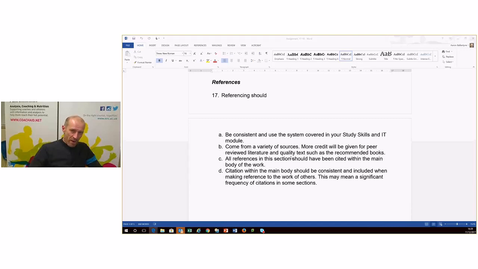Don't secondary reference. Make sure it's from primary sources. Be as varied as you can, but really do look for that peer-reviewed literature. So things like journals, quality textbooks, quality websites, and material off SPORTDiscus. Your referencing isn't just about getting some marks for the reference bit of it. It's about making sure that the quality information you use will come across into the rest of the work.